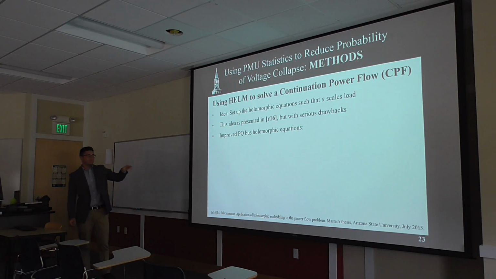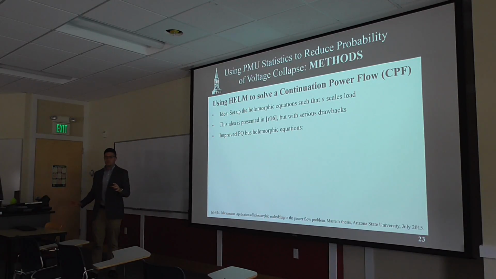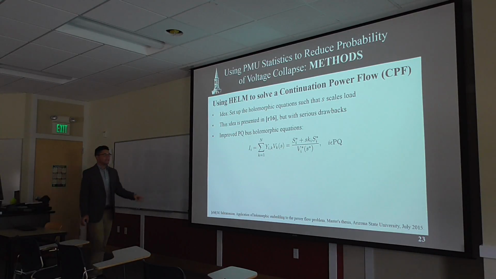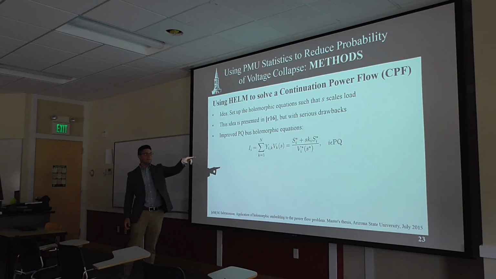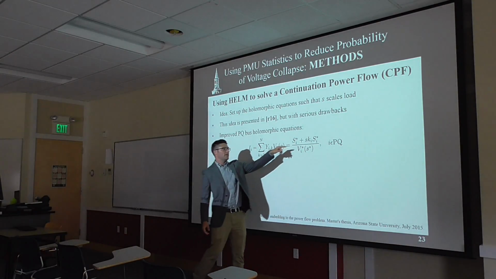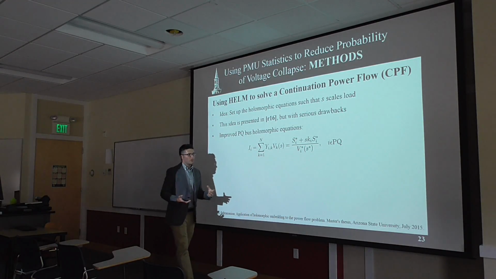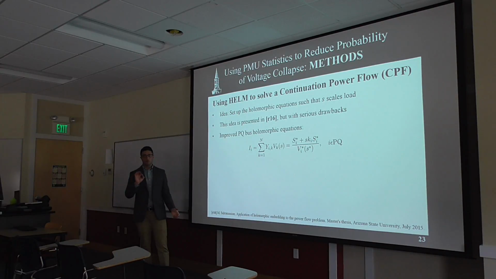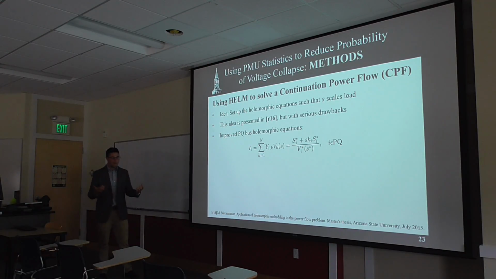There are some drawbacks with the method that's presented because it doesn't allow for alternative loading rates in the continuation power flow problem, and it only allows for one generator bus in the system. So I did some work on their method and improved it slightly by taking the power balance equation for a PQ bus and inserting k sub i, which is a loading rate parameter. If k sub i is set to 0, then the loads don't change as s is scaled. If k sub i is set to 1 or -1, then loads are going to scale appropriately.